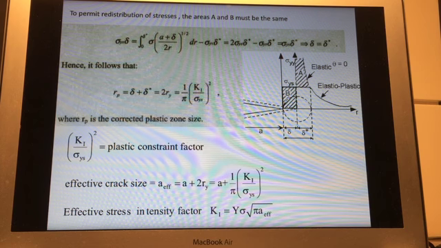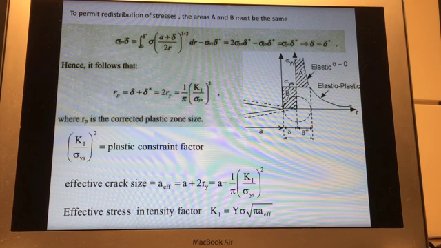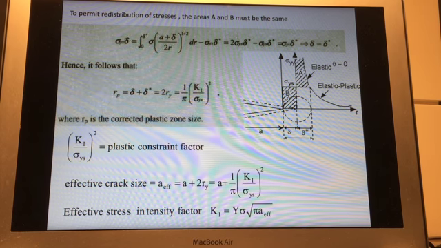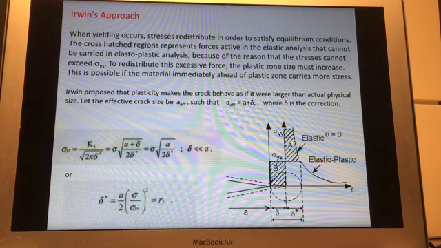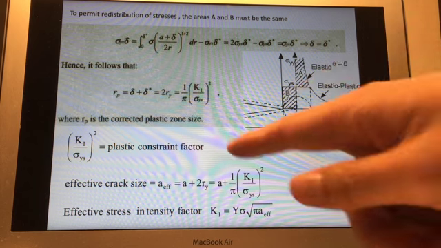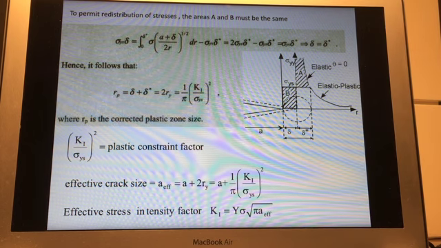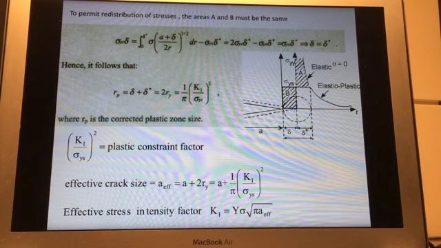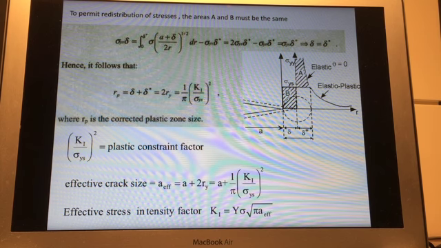To permit the redistribution of stresses, the areas A and B must be the same. That is how they determine, in the end, delta equals delta star. If we follow that, Rp is 2 times the Ry we obtained early on. They call this the corrected plastic zone size.